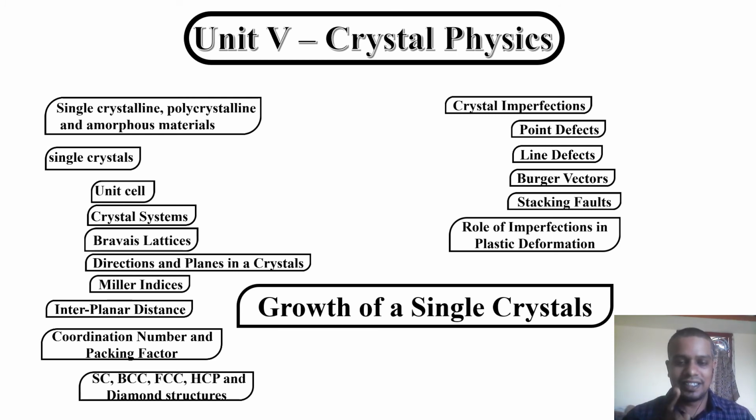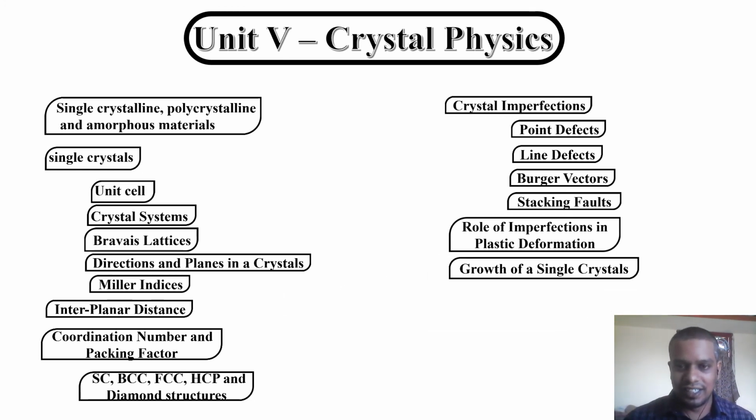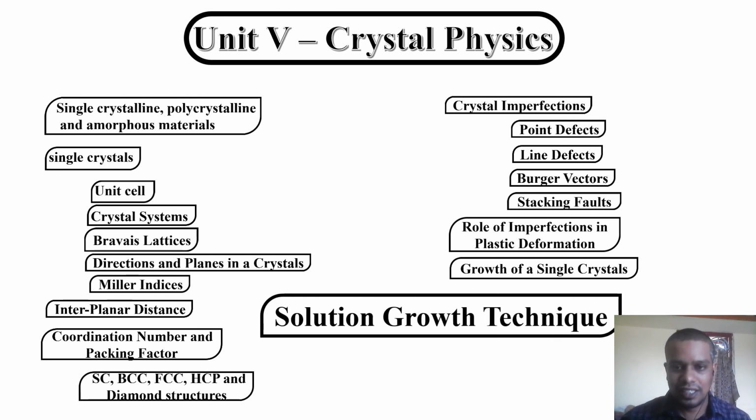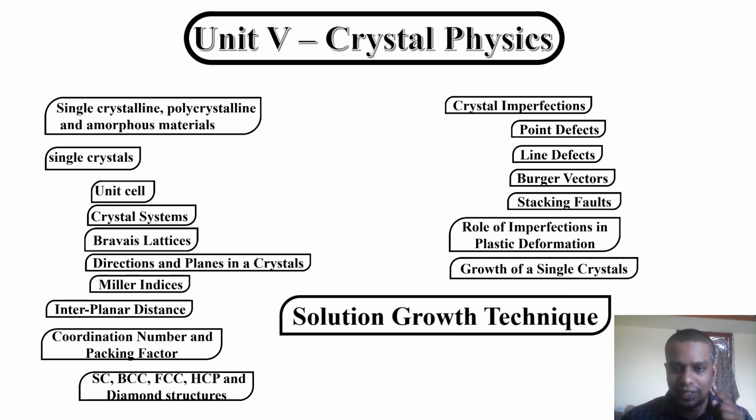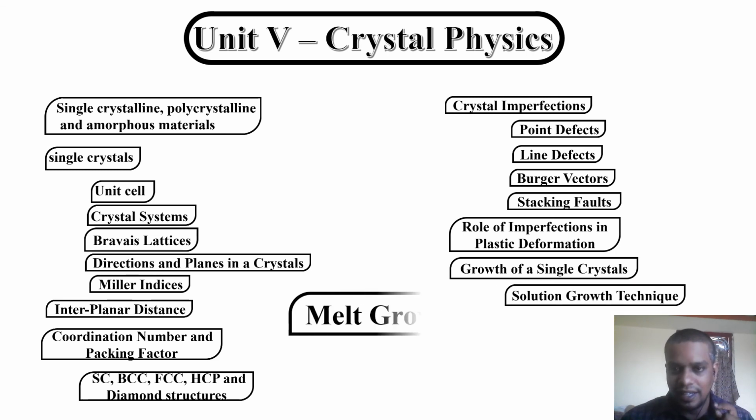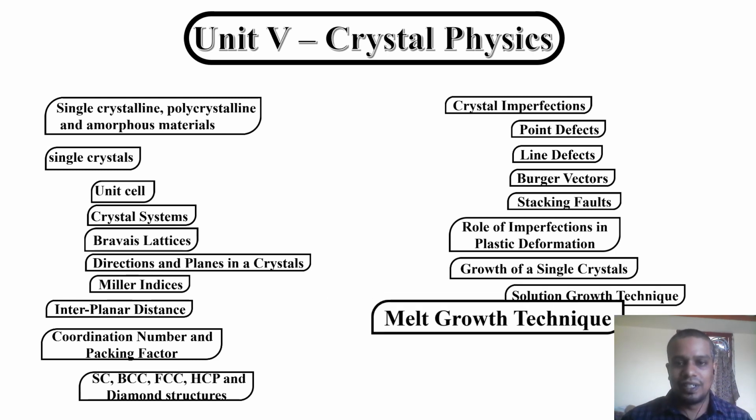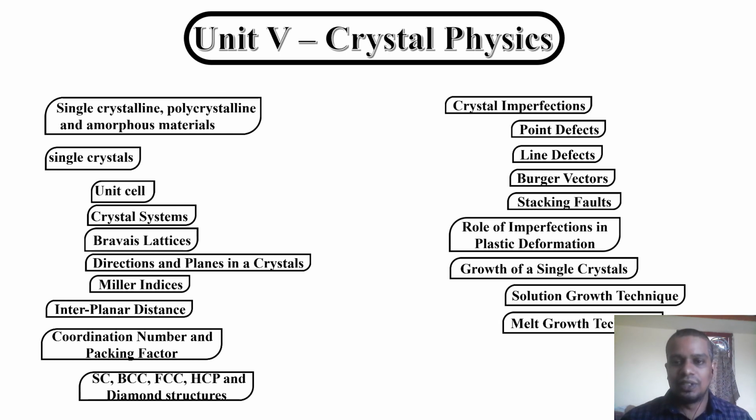But in the realistic case, the difficult part of crystal physics is the growth of a single crystal system. Even growing it is difficult, but studying it is not difficult. That is what we are going to study here. In the growth of single crystals, there are two types. The first one is the solution growth technique. This is what we will discuss. Then the next technique we are going to discuss is melt growth. So these are the topics we are going to cover in this Unit 5, crystal physics.